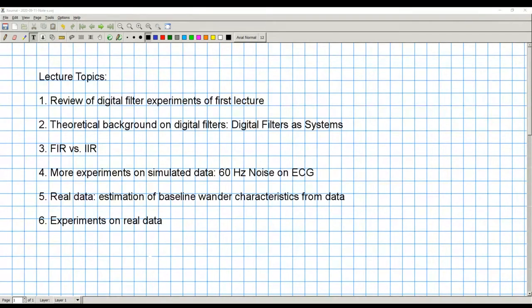We're going to start with the baseline wander artifact and try to estimate the baseline wander characteristics from the data, and then start experiments on filtering the baseline wander artifact from the ECG data. Okay, so these are the things that we're going to do today. Do you have any questions about any of them?